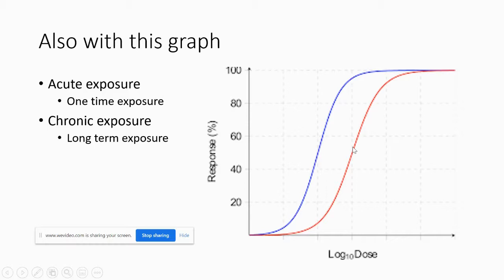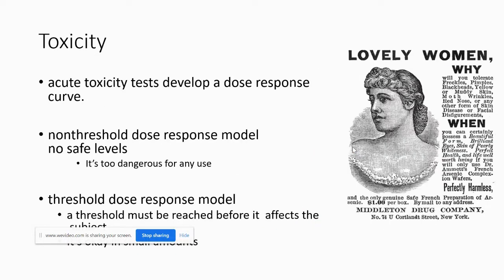Going with that, chronic toxicity is quite a bit harder to measure because it takes more time and more money and more effort to figure out if something has chronic toxicity. So acute toxicity tests develop a dose response curve.